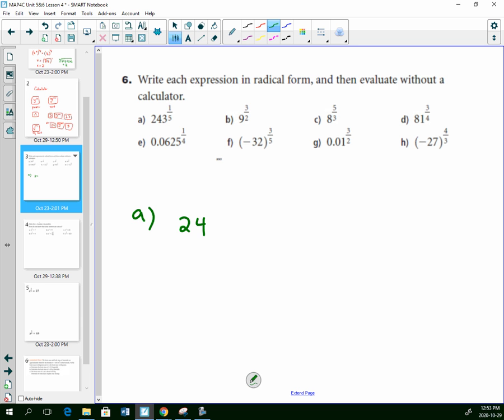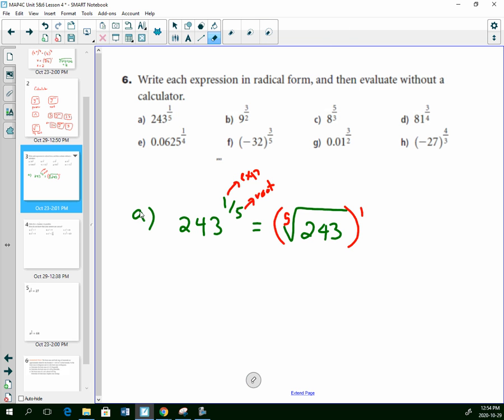So 243 to the 1 over 5. The fraction exponent indicates it's a root. The 243 goes inside the root. The 5 is the kind of root, right? So it's the fifth root. And then the 1 is the exponent, so we have one of them. So you want the fifth root of 243.